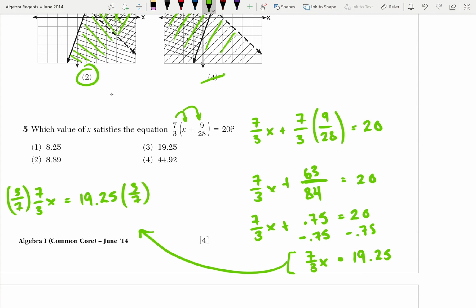When you multiply 3 over 7 times 7 over 3, the 3s cancel out and the 7s cancel out. So you're just left with x is equal to 19.25 times 3 over 7. You can just put that in the calculator and you will get 8.25, which is answer choice 1 here.